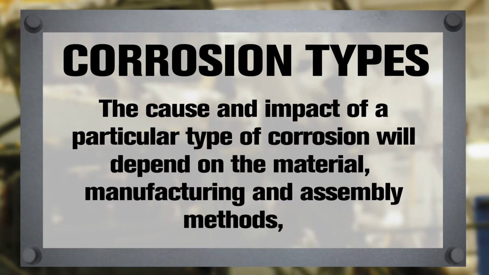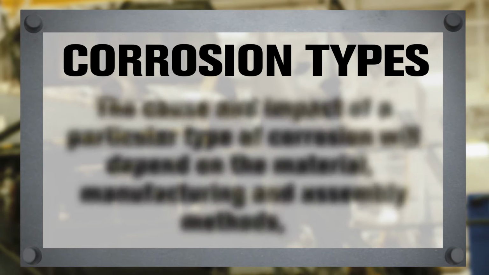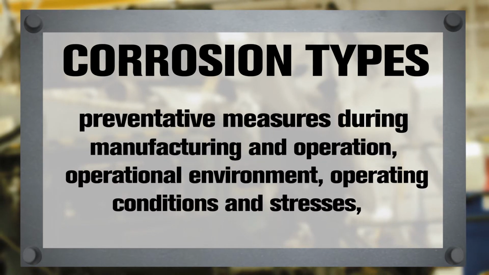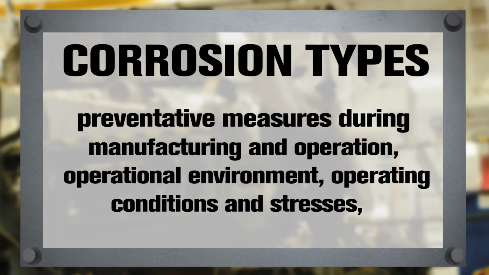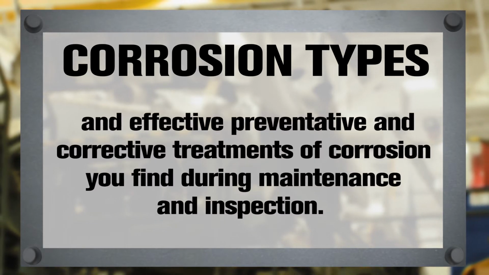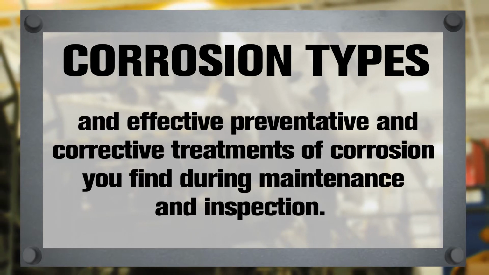You will confront many types of corrosion during inspection and maintenance. The cause and impact of a particular type of corrosion will depend on the material, manufacturing and assembly methods, preventative measures during manufacturing and operation, operational environment, operating conditions and stresses, and effective preventative and corrective treatments of corrosion you find during maintenance and inspection.